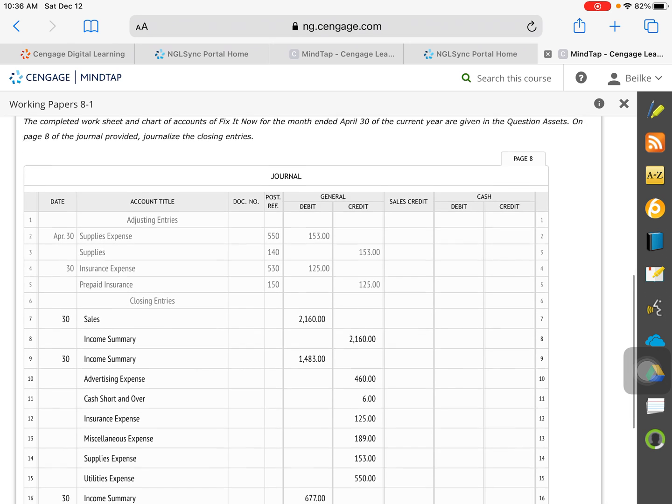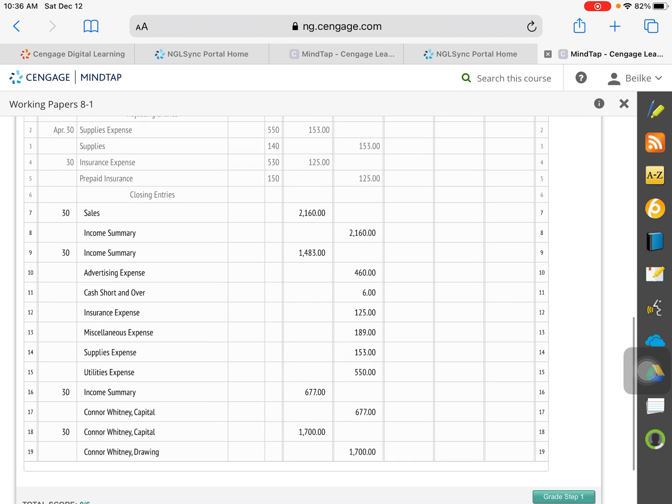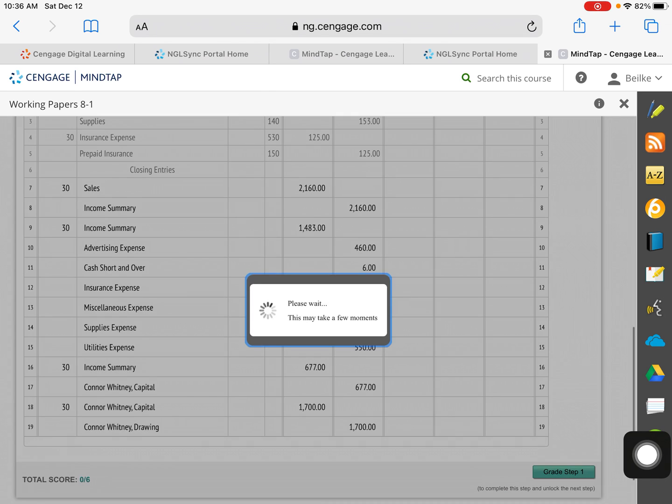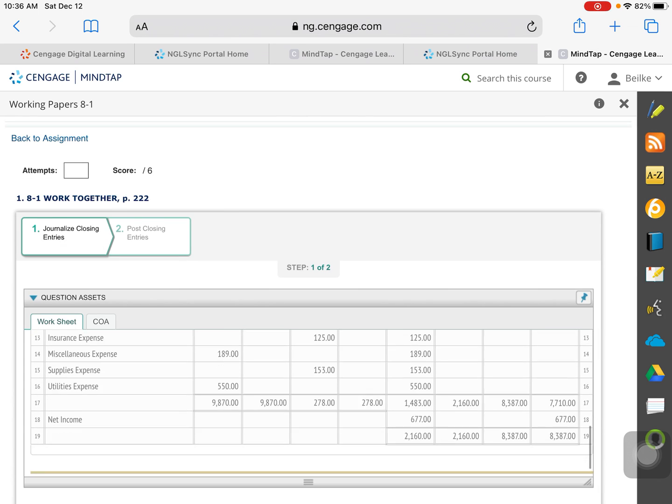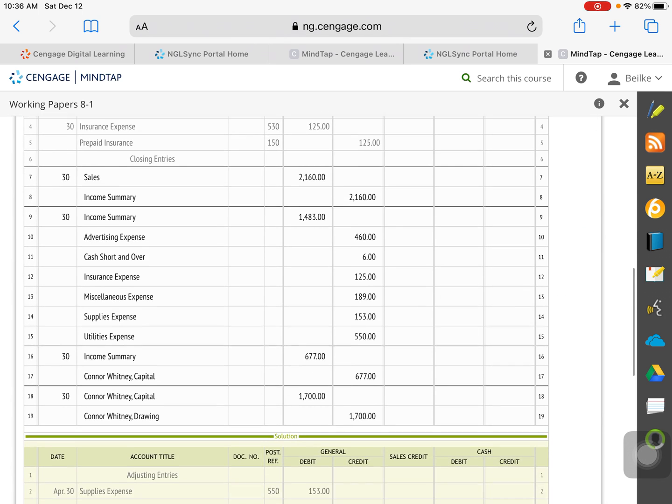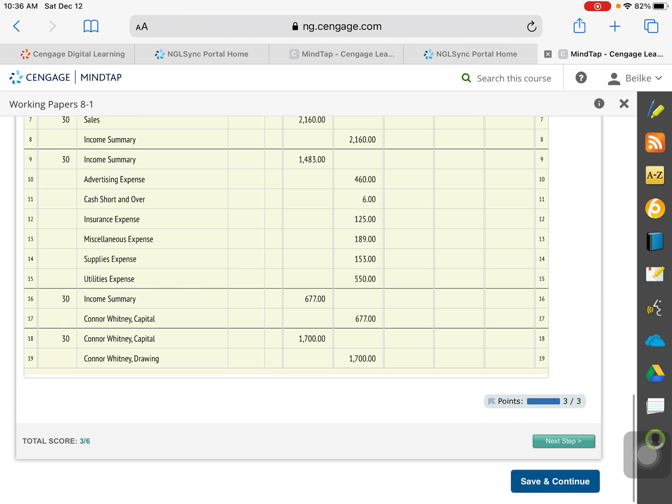And those should be your four closing entries. Closing out your revenue into your income summary, closing out your expense into your income summary, putting your net income or loss into your capital, and the fourth one is putting your drawing into your capital account. All right. We're ready to move on to the next part, the next step.